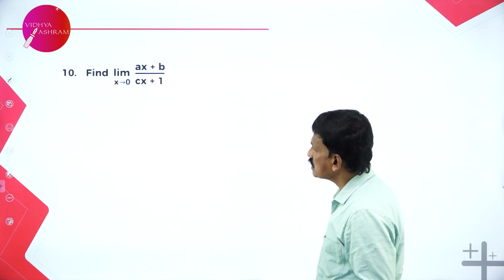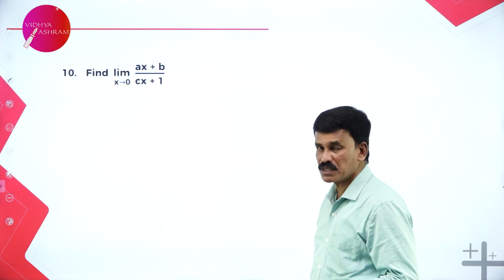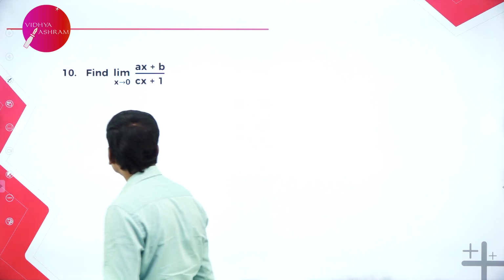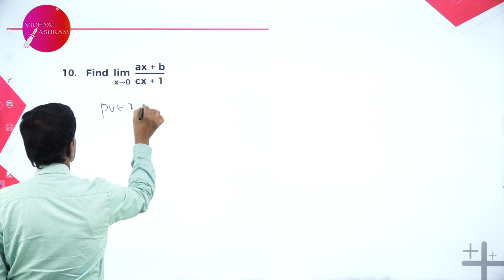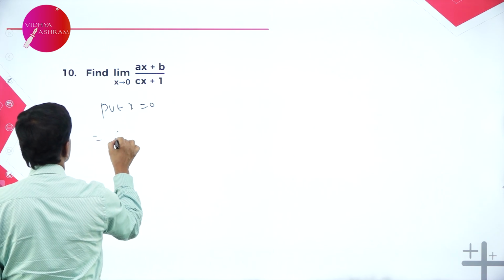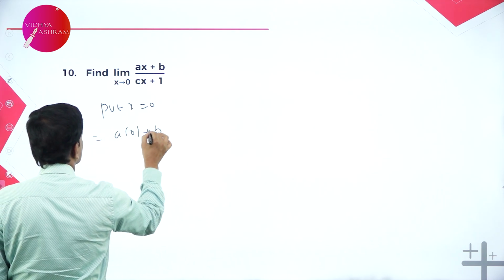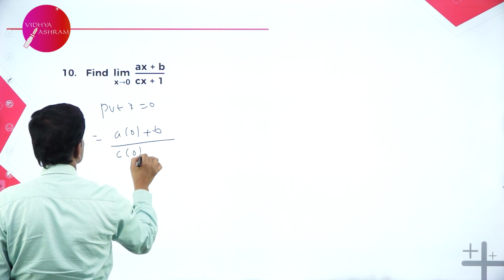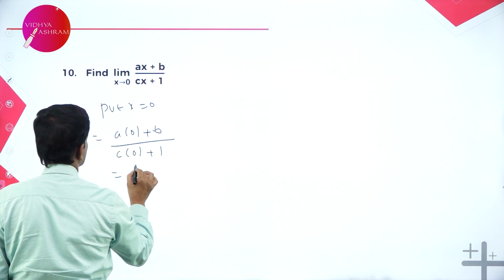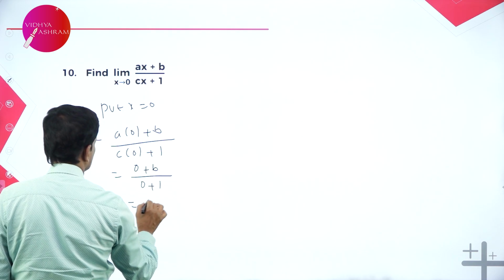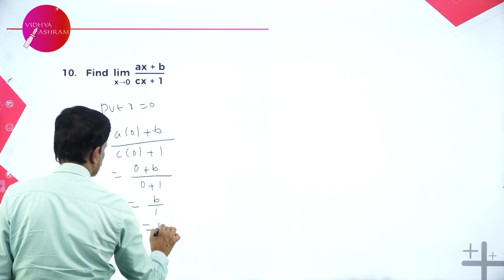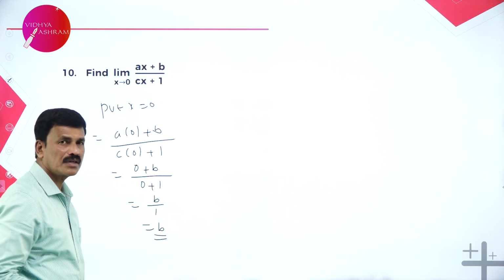Find the limit x tends to 0 of ax plus b divided by cx plus 1. So, straight away you can put the value of x. Now, if you put x is equal to 0, then what happens? This is equal to a into 0 plus b divided by c into 0 plus 1. A into 0 is 0 plus b, divided by c into 0 is 0 plus 1. So, this is b divided by 1 is equal to b. This is the required answer.